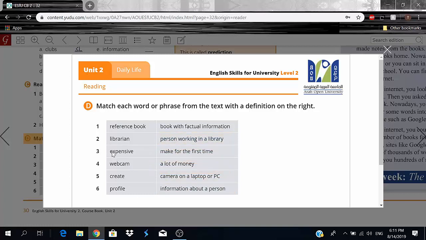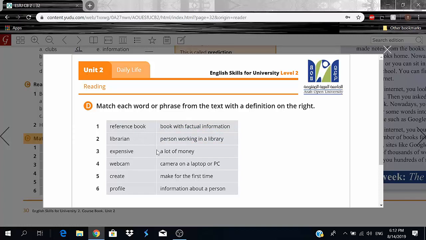Okay? Number 3, expensive means a lot of money. 4, webcam. Webcam is obviously a camera on a laptop or a PC. 5 is create, and create means make something for the first time. Okay? And finally, 6 is a profile, and profile is information about a person. So reference book, book with factual information. Librarian, person working in a library.